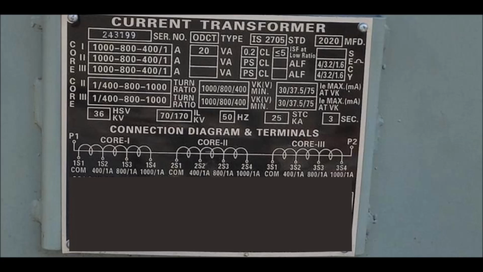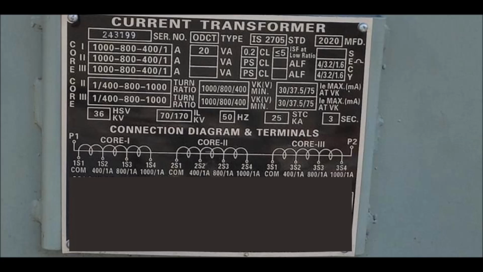The CT serial number is 243199. It is given by the manufacturer of the CT. Then the type of the CT. The type of the CT is ODCT. OD means it is installed in the outdoor switchyard. There also exist indoor type CTs, which are installed in indoor type VCB switchgear.